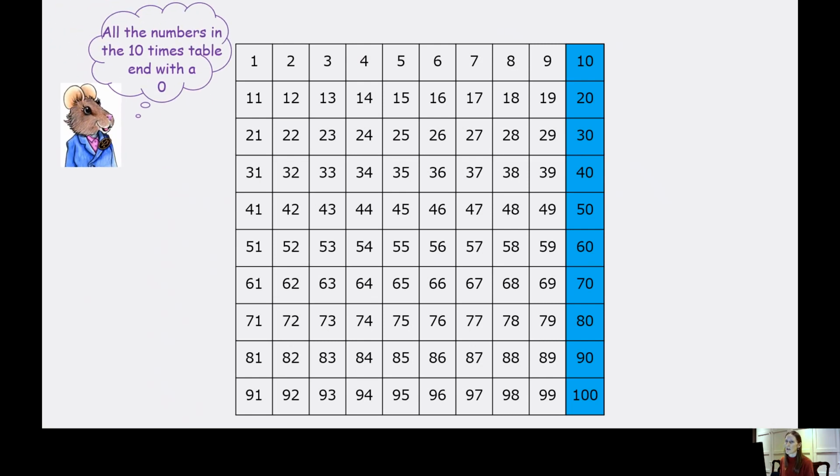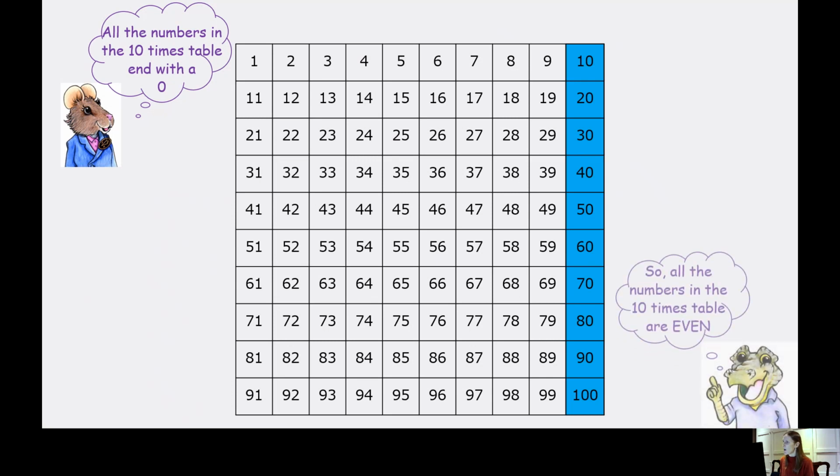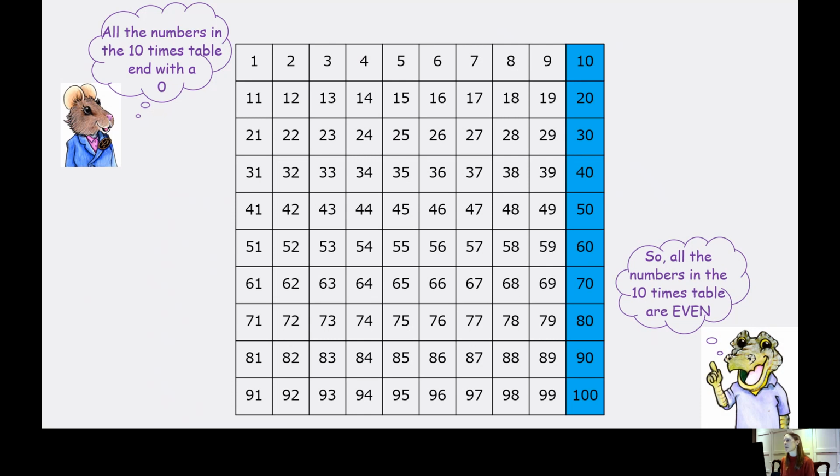All the numbers in the 10 times table end with a 0, and that's absolutely right. And I wonder, can you tell me something? If all the numbers end with a 0, is there anything else that you can tell me about all of those numbers? And here's Cuthbert with an idea. I wonder if you know the answer as well. All of the numbers in the 10 times table must be even. That's right, because they end in a 0, so they must all be even.